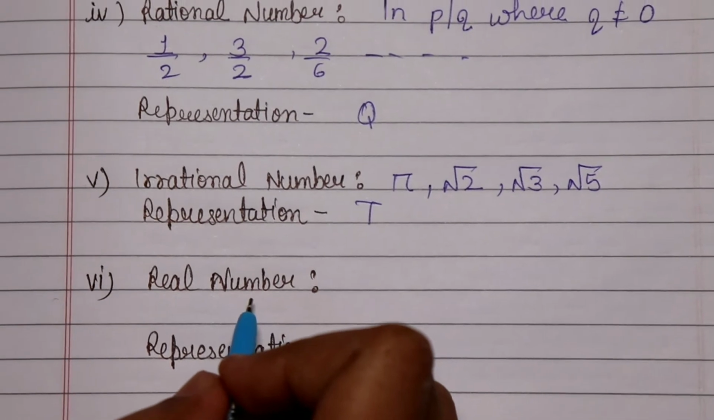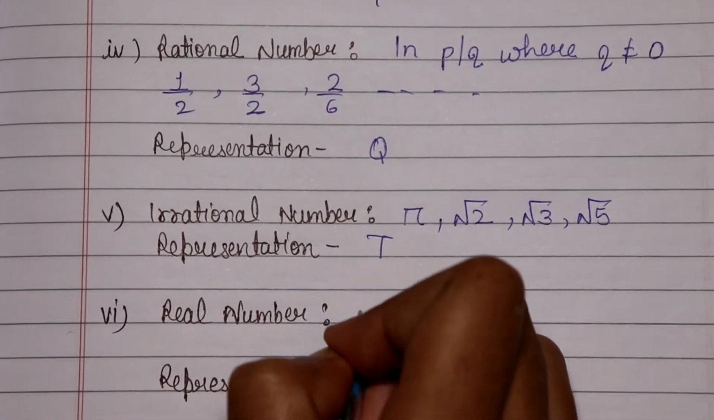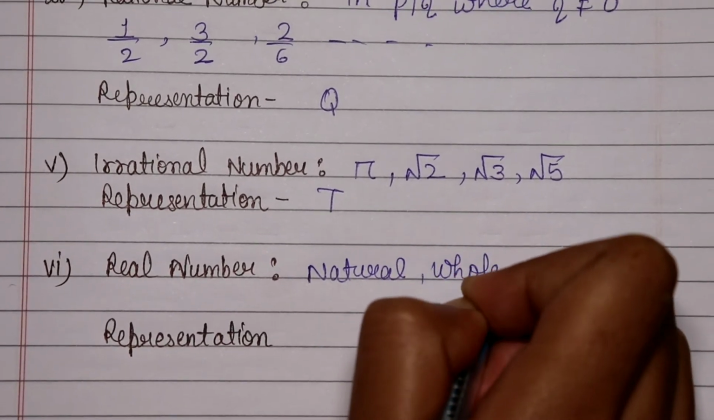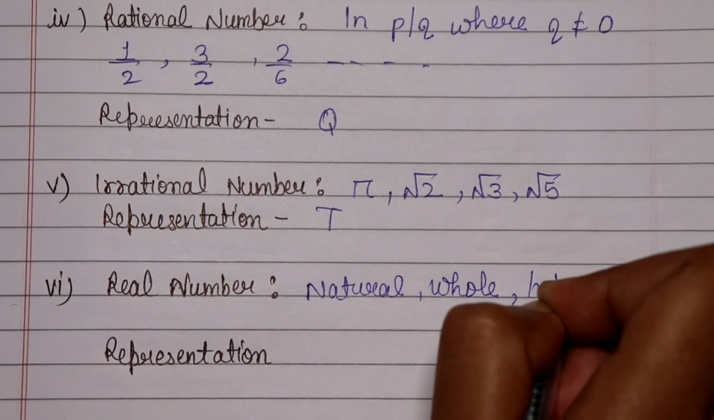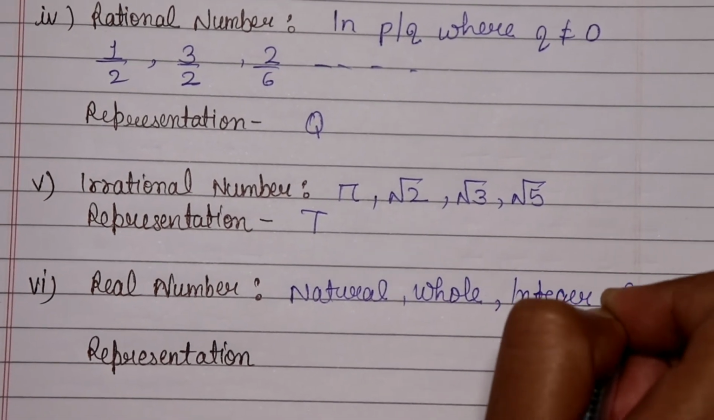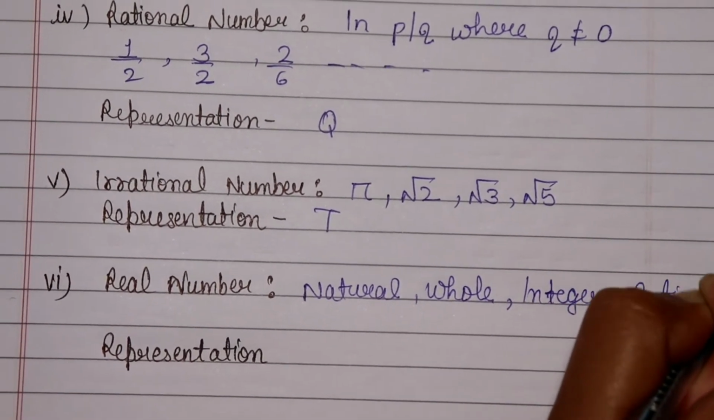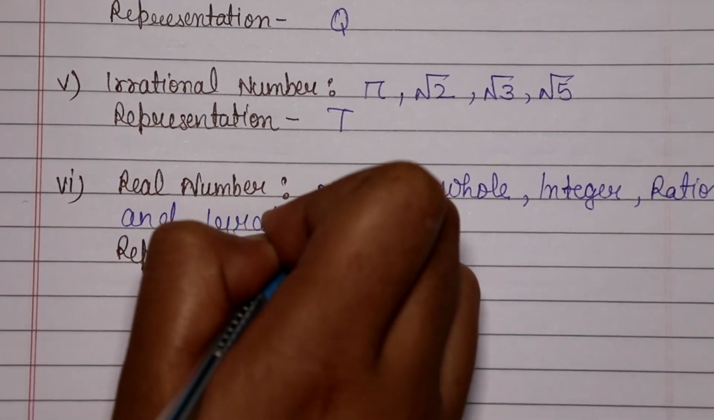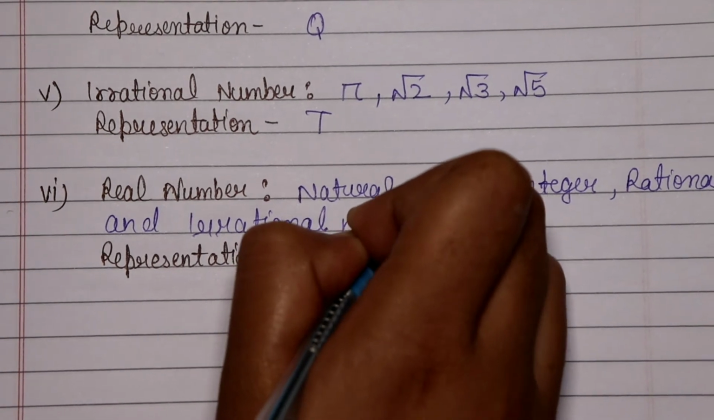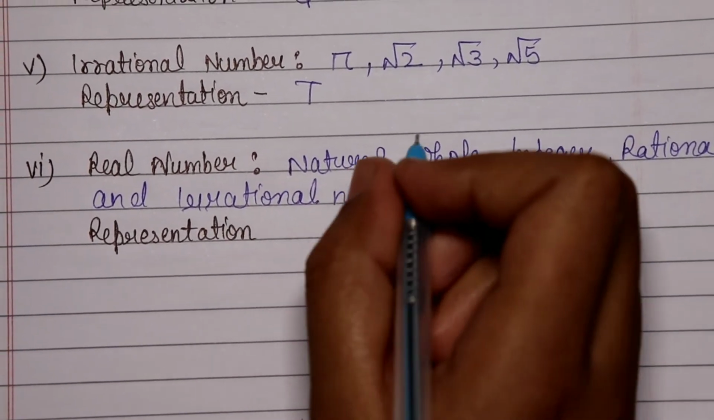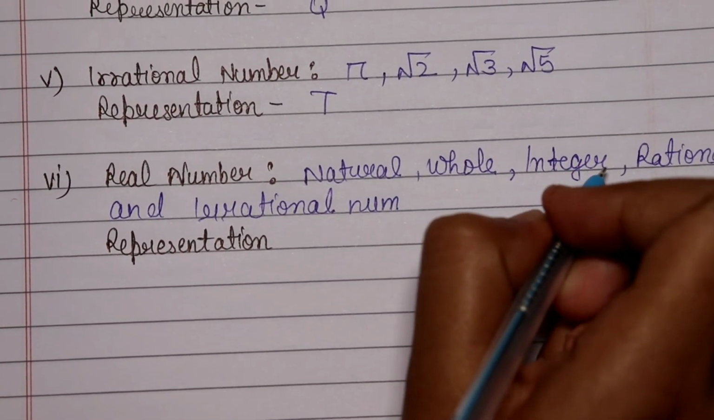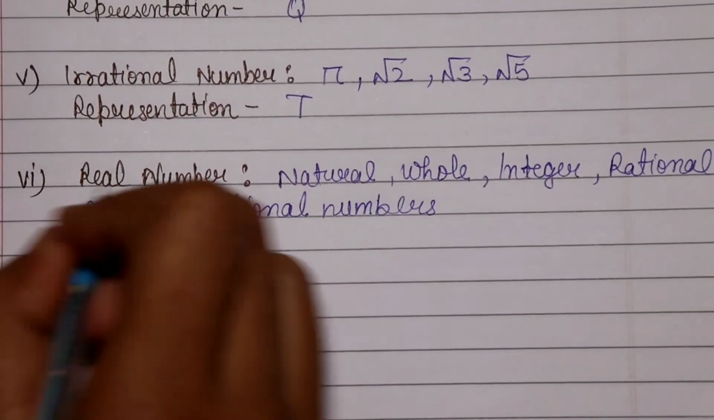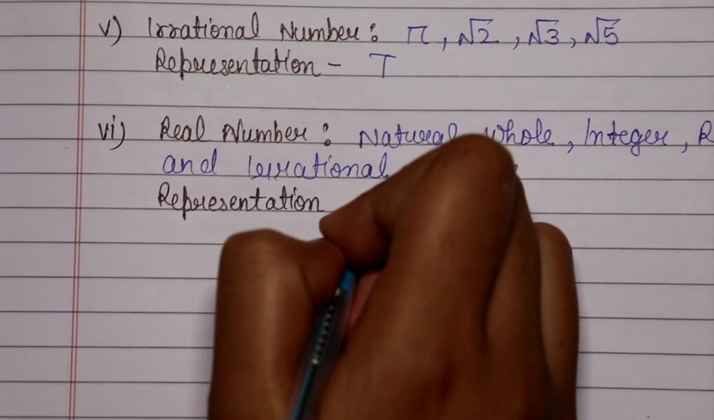Now if we talk about real numbers, they are natural numbers, whole numbers, integers, rational and irrational. So we can say that real numbers are a group of natural numbers, whole numbers, integers, rational numbers and irrational numbers. The representation of real numbers is R.